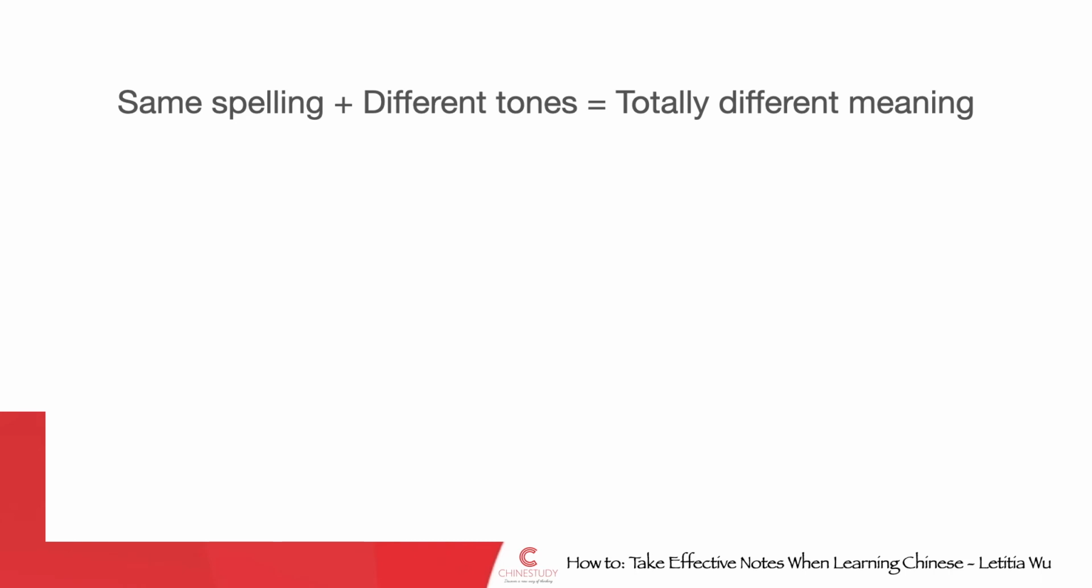The second example is my student's real-life experience. One of my students told me she asked for salt in a bar, but got cigarettes instead. This was because she used yan with the flat tone, which means cigarettes, instead of yan with the rising tone, which means salt. Therefore, taking notes on the tones of each word is very, very important if you want to avoid misunderstanding other people or being misunderstood by other people.